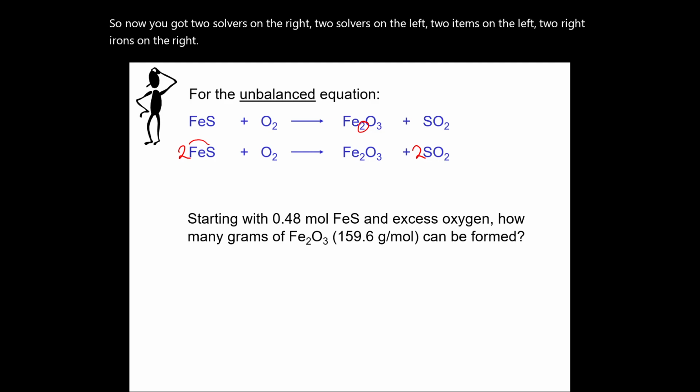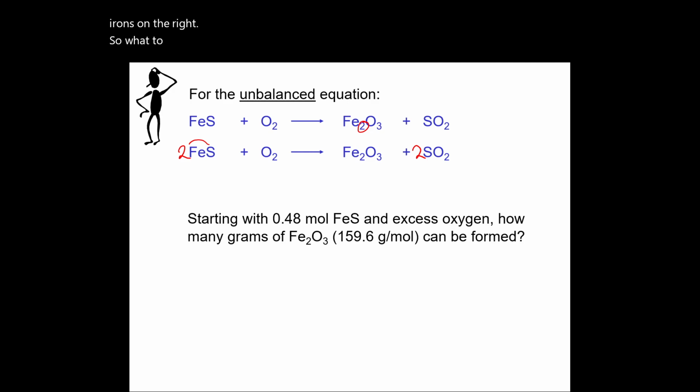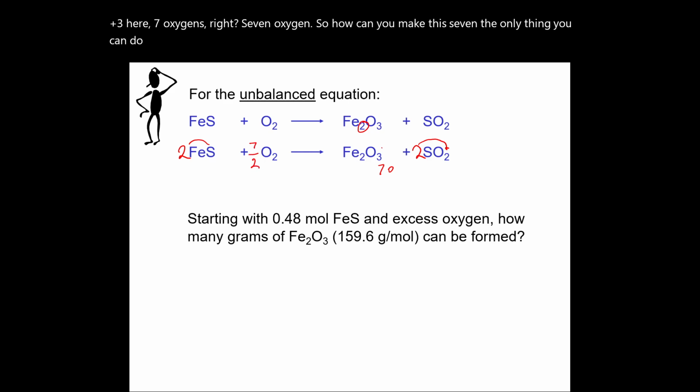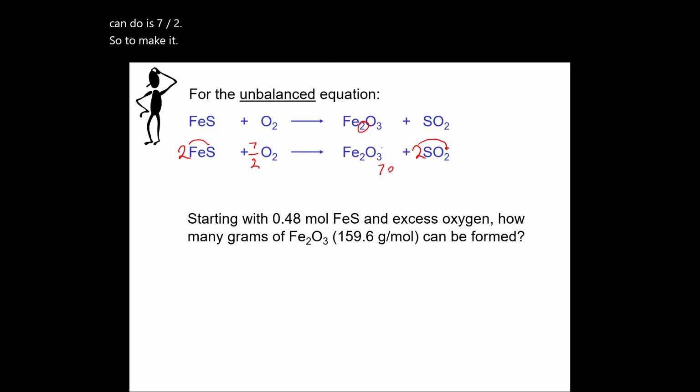So what to do? The oxygen, how many oxygens do we have now? 2 times 2 is 4, plus 3 here, 7 oxygens, right? 7 oxygens. So how can you make this 7? The only thing you can do is 7 over 2. It's like 3.5 basically, 7 over 2 oxygens.